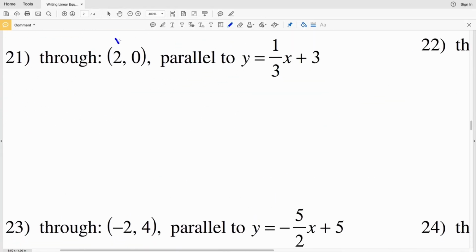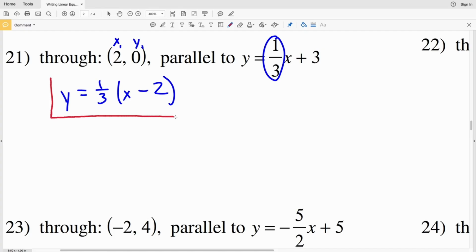Number 21, here's our x1, there's our y1, and it's parallel to this equation, and this equation has a slope of 1/3. Y minus y1 is y minus 0, which is simply y, and that's going to be equal to our m, or our slope of 1/3, times x minus x1, which is 2. So in point slope form, we have y equals 1/3 times x minus 2.